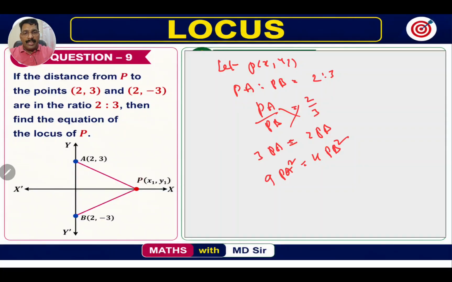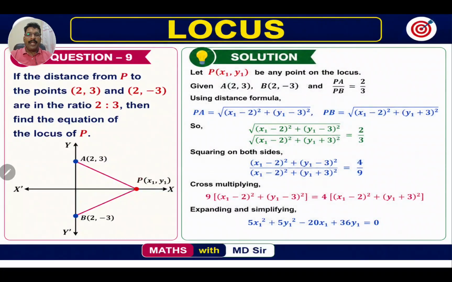Now PA square means distance between 2 points formula. If you apply the PA square and PB square formula and simplify, you will get the final answer. You see the solution here. P(x1, y1) be any point on the locus, first one. After that, distance formula PA and PB, and PA by PB is equal to 2 by 3. So squaring on both sides, cross multiplication, simplification, we got the final answer 5x1 square plus 5y1 square minus 20x1 plus 36y1 equal to 0. Here no need to write x1 and y1; in the last step, 5x square plus 5y square minus 20x plus 36y equal to 0, you write, it's enough.